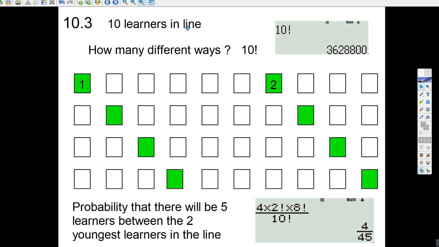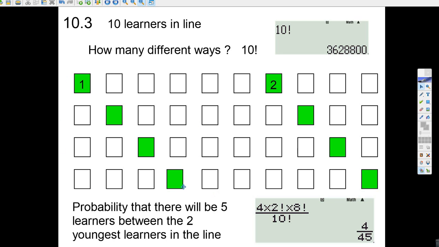There are 10 learners in a line. How many different ways can you arrange those 10 learners? I hope everybody got that. 10 factorial, which is 3,628,800. But what's the probability that there'll be 5 learners between the 2 youngest learners in the line?